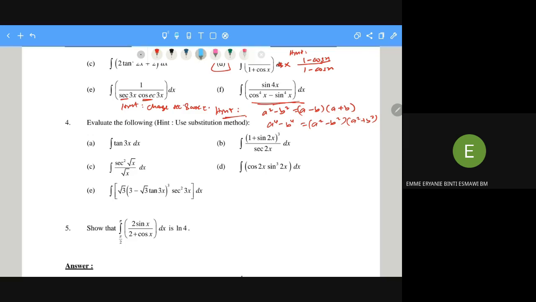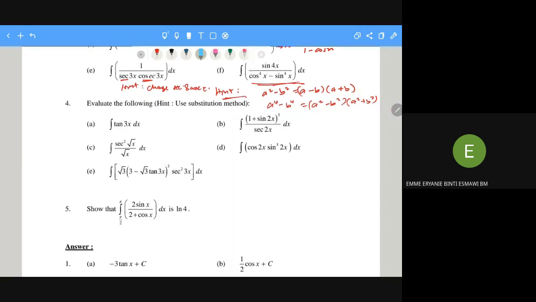Lepas tu kita tengok kat sini. The angle for question B ni pun linear. Okay, kalau linear sepatutnya tak perlu pakai substitution lah. But now this is a fraction. Okay, dan juga kita ada bracket. So there's lots of things that you can use substitution. But of course kalau kita ada bracket dan ada power, biasanya dalam bracket itu kita akan jadi U. Okay, biasalah.